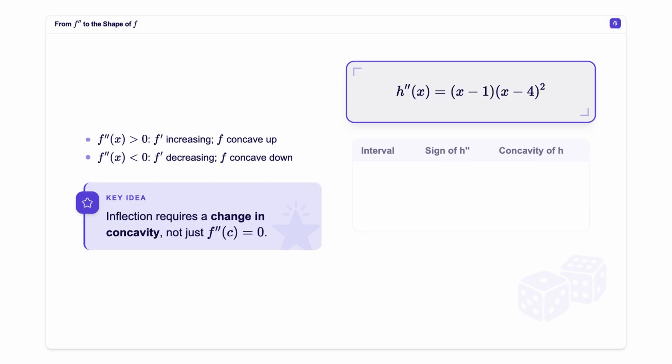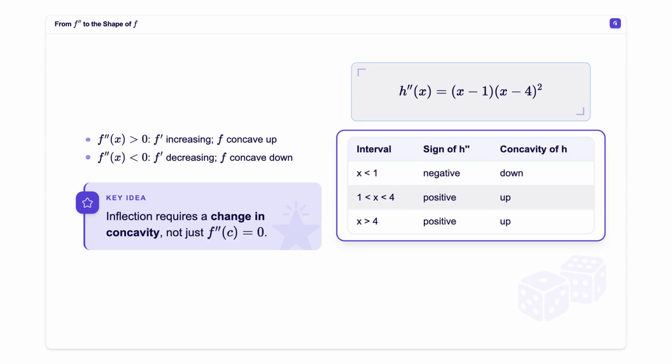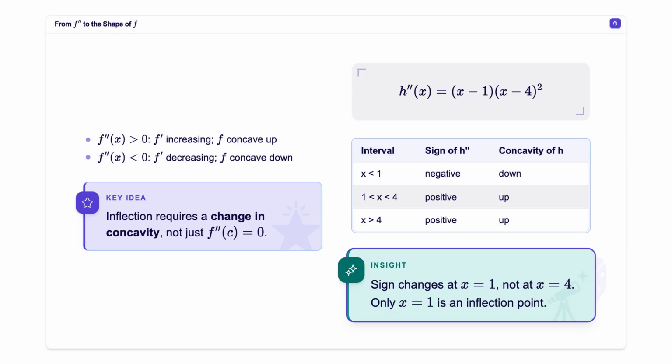For this example, h double prime of x equals x minus 1 times x minus 4 squared. The possible places to check are x equals 1 and x equals 4, because those are where the factors can make the second derivative equal 0. The sign chart shows that h double prime is negative when x is less than 1, then positive between 1 and 4, and still positive after 4. So h is concave down first, then concave up, and then remains concave up. So the concavity changes at x equals 1, which gives an inflection point.